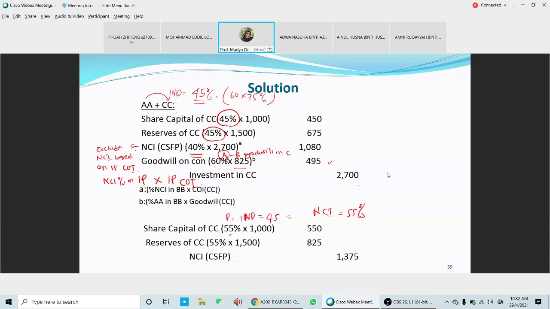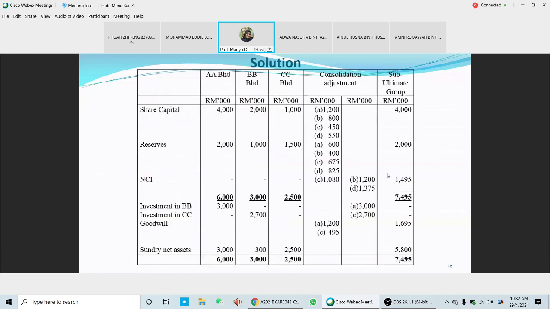Okay, any questions that you have for these examples here? NCI at the proportionate share. Okay, so we proceed with the next one. We prepare the consolidated here, A, B, C, D, referring to the journal entries that we have. So the share capitals here: this one is in B, this one in C, this one is in B, this one is in C.